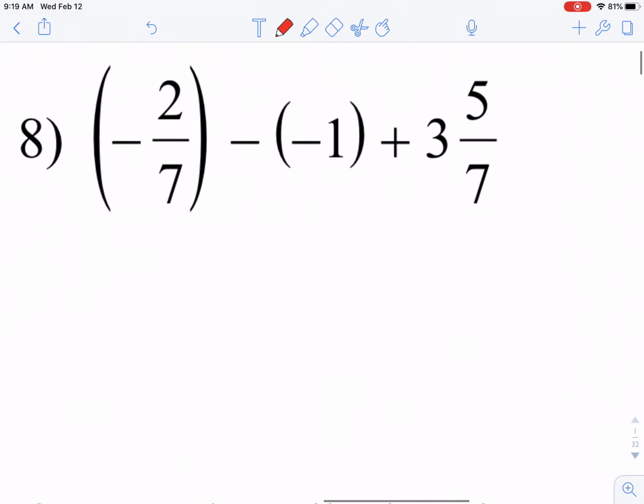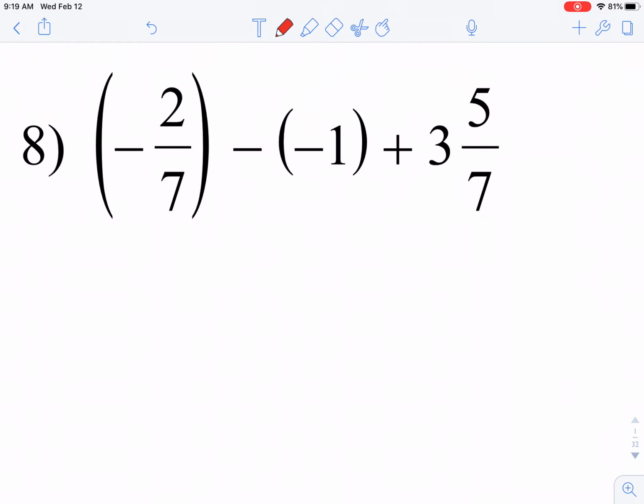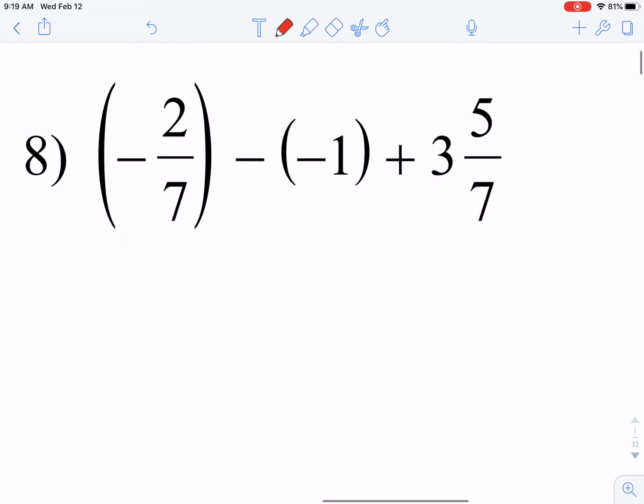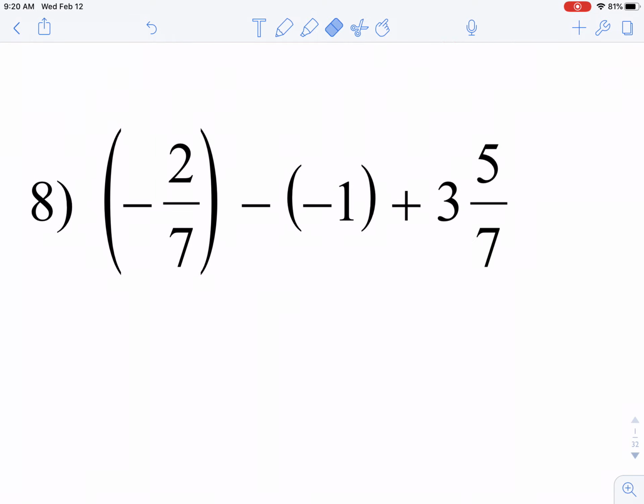Number 8, again, we have 3 terms. So the first thing I'm going to focus on is making them improper fractions. So to do that, negative 2/7 is fine. Negative 1 is not. I'm going to change it to negative 7 over 7. If you notice, I went ahead and made these have the same denominator because I noticed that this one was a 7 as well. And so to change 3 and 5/7, I'm going to do 7 times 3 is 21, plus 5 is 26, and it stays over 7.